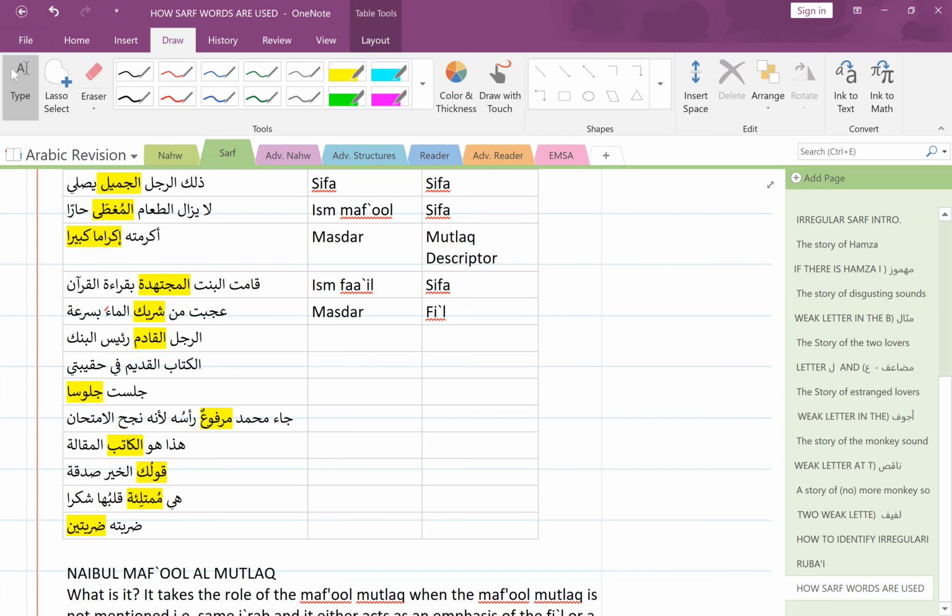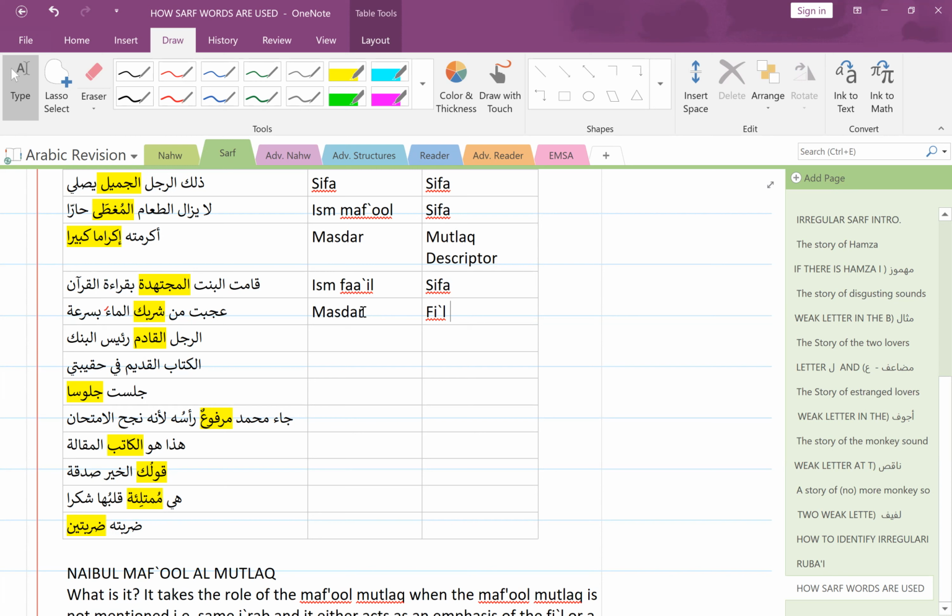عجبت من شربك الماء بسرعة. I am impressed with your drinking of water, or with your drinking water. So drinking what? Drinking water. It answers the question what. So I was impressed, or I have liked. Sometimes they translate ajaba as like, but I prefer impressed because it doesn't confuse the grammar. So I am impressed with your drinking of water quickly.